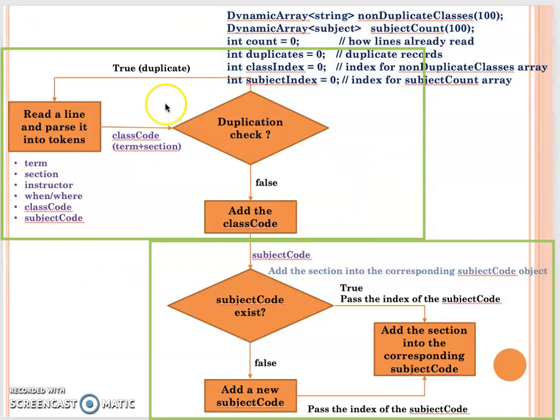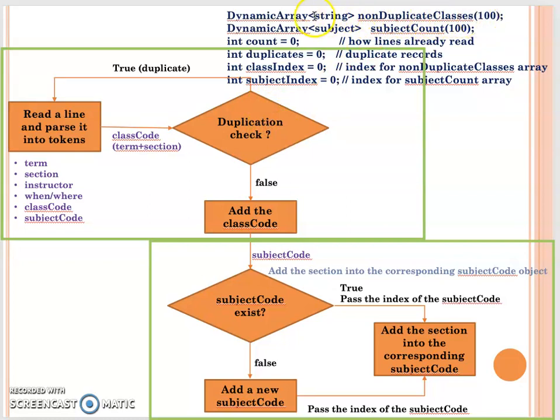So again, back to here. So that shows you why I have those variables defined. So be careful. When I say read a line, actually the whole thing is in the while loop. In the while loop, after I open a text file, I read line by line. So the first thing I do is parse the data. So by parsing the data, I have the class code. So I need to do a duplicate check. So for this duplicate check, I save in the non-duplicate classes array.